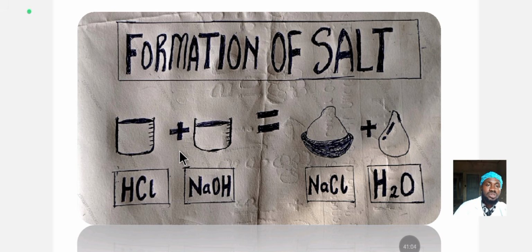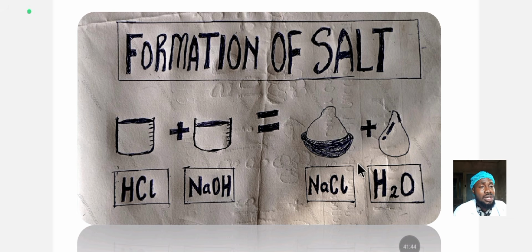Now the formation of salt, where acid reacts with base to form salt and water only. So this is hydrochloric acid, a strong acid, reacting with what? Caustic soda or sodium hydroxide, an alkali, forming what? Salt. This is a normal salt. Both of them, strong acid and strong base, react to form normal salt, sodium chloride, and water. Only these two things.